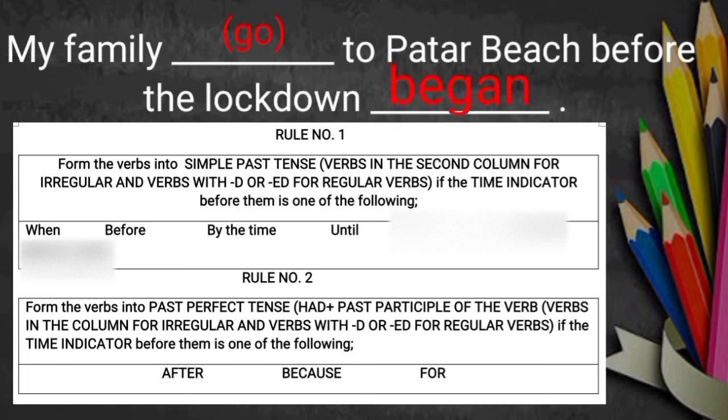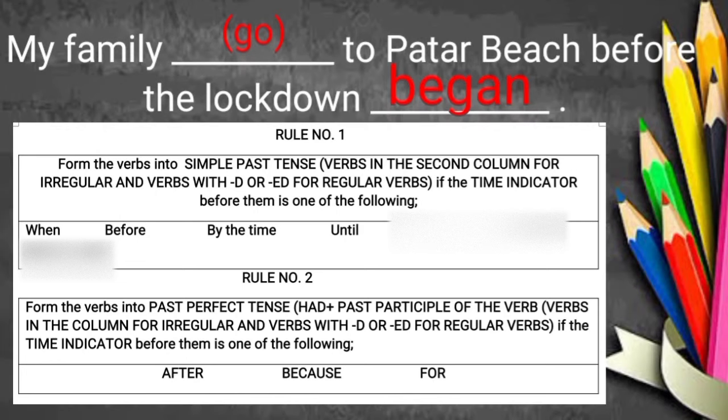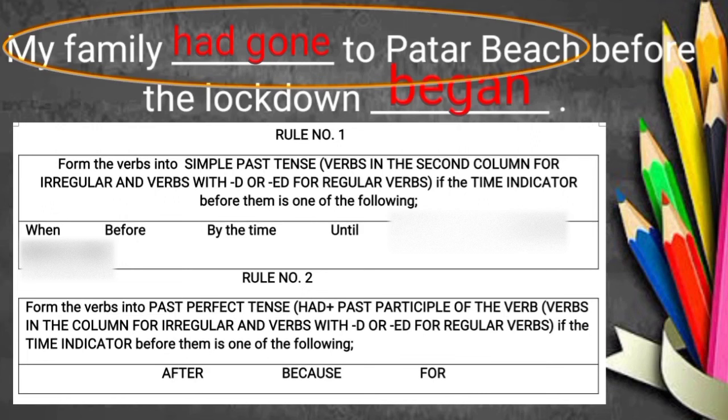Correct. Began. Automatically, the other verb must be formed in past perfect tense. Had plus past participle of go, then we'll have had gone. My family had gone to Patar Beach before the lockdown began. Which action already happened before another action in the past? Correct. My family had gone to Patar Beach.